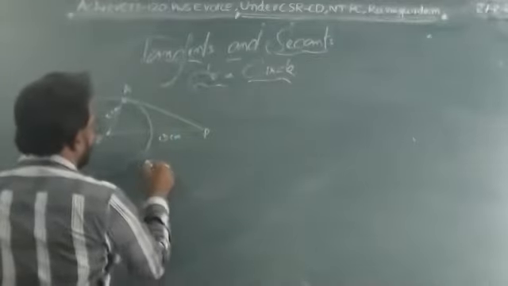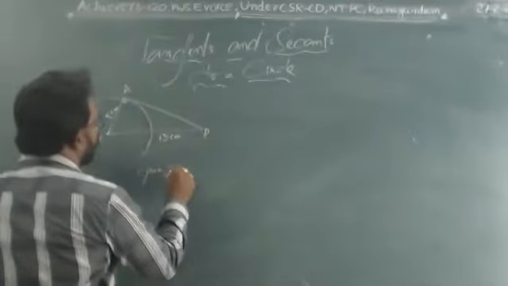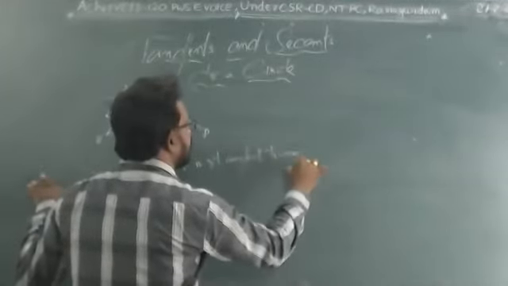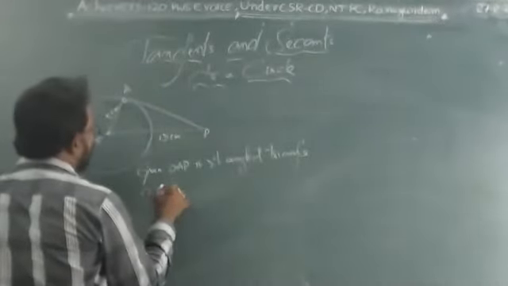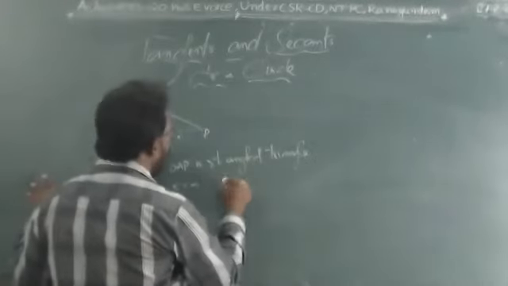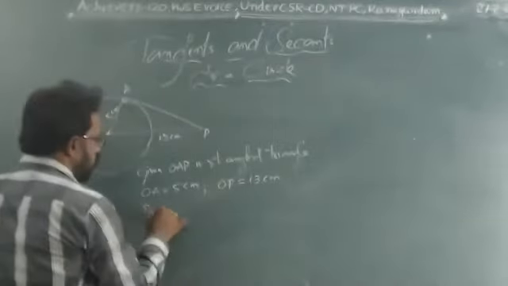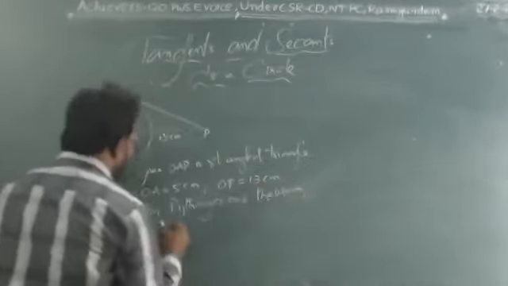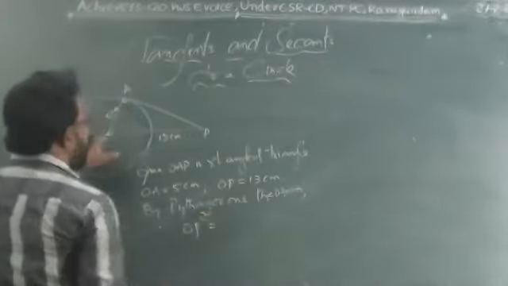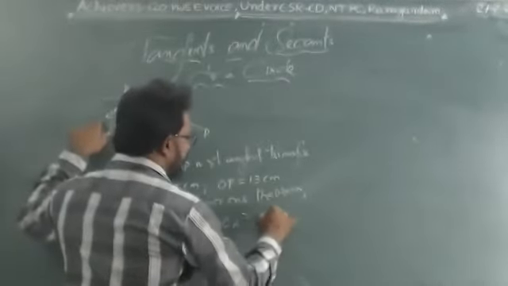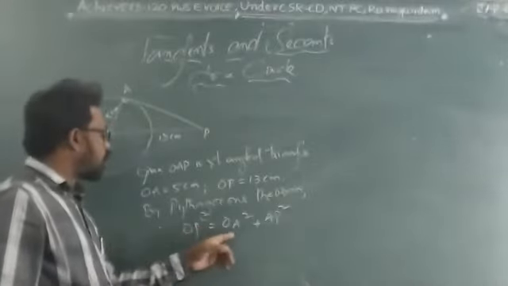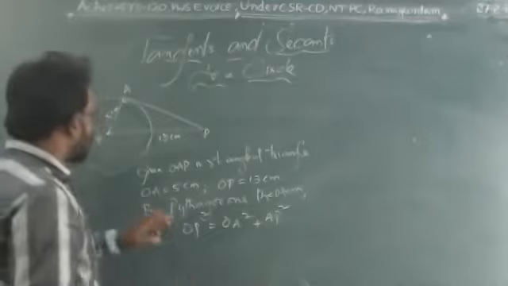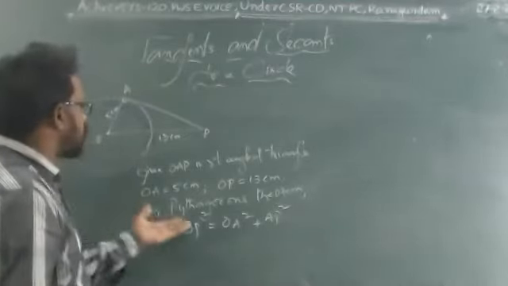Now what is given here? OAP is a right angled triangle. So OA is equal to 5 centimeters and OP is equal to 13 centimeters. By Pythagoras theorem, hypotenuse square is equal to opposite square plus adjacent square. Hypotenuse is OP. So OP square is equal to OA square plus AP square. Just substitute the values.